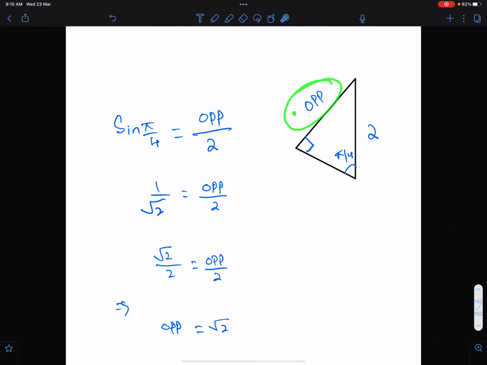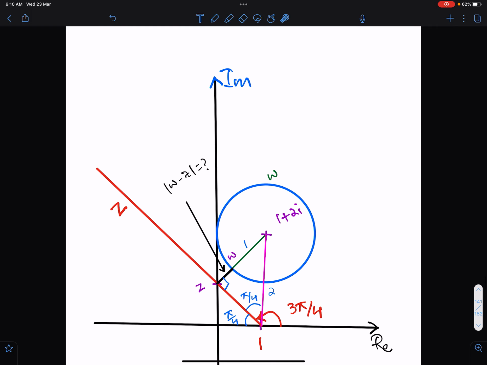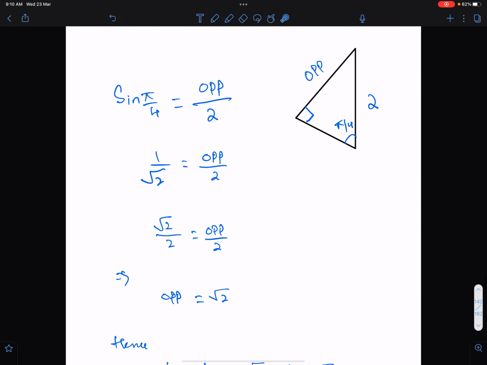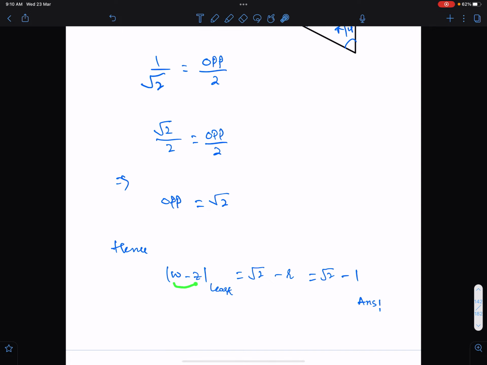So by using sine in this triangle, we have sine pi by 4 is equal to opposite upon 2. We are finding opposite. Opposite is under root 2. Make sure you give your answer in exact form. See, this total distance is under root 2 and this is 1 and this is root 2. So you have to subtract this radius from this root 2 to get this small distance. So the least value of modulus w minus z is under root 2 minus r, which is under root 2 minus 1.